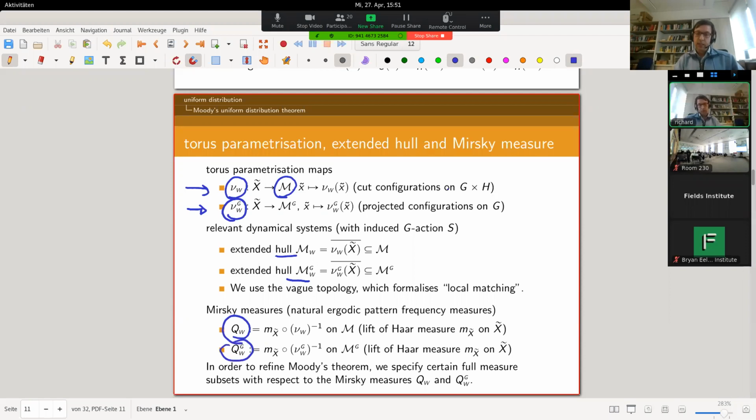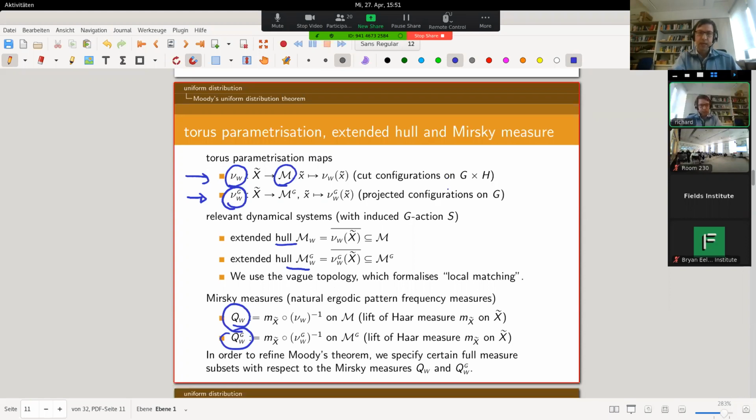because in this square-free numbers example, they first appeared, these types of measures, frequencies of point sets, and people who are working in this field actually use this name, and we think it's a good name, so we call them Mirsky measures. And what we would like to do now is refine Mudi's theorem by specifying a bit more systematically measure one subsets related to Mirsky measures. So this is the next slide.